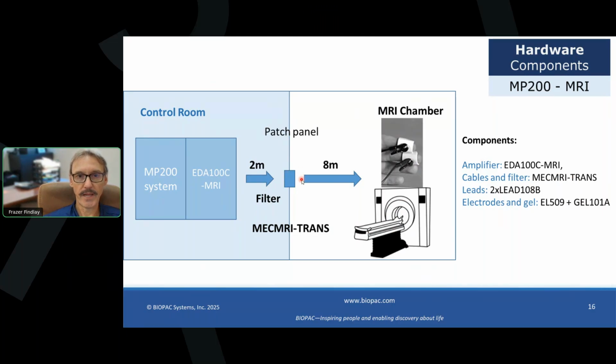On the other side of the patch panel, the mating part of that connector, we run an 8-meter cable, which is the patient cable, and then our electrode leads connect into that. For that, we recommend the lead 108Bs. These are carbon fiber electrode leads. They're relatively short, and then we have carbon fiber electrodes for making contact to the participant.